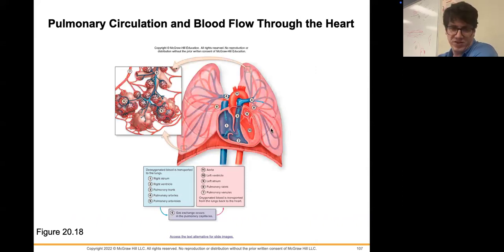Here we have pulmonary circulation. We're going to talk a lot more about pulmonary circulation when we get to the lungs. Just know that we go from the pulmonary trunk to pulmonary arteries to pulmonary capillaries, which are out here. And then we're going to go into pulmonary veins, and then finally into the left atrium, left ventricle, and then out through the aorta.